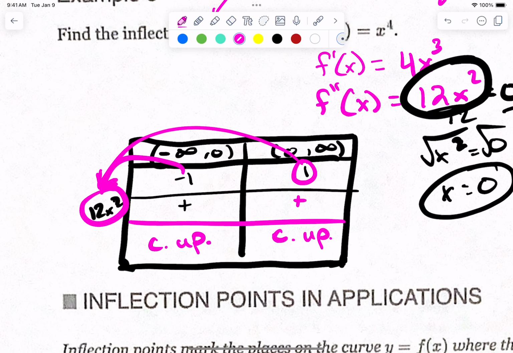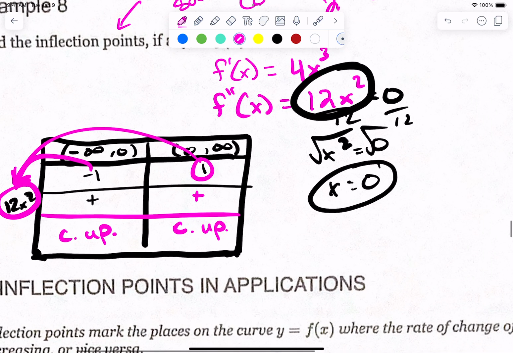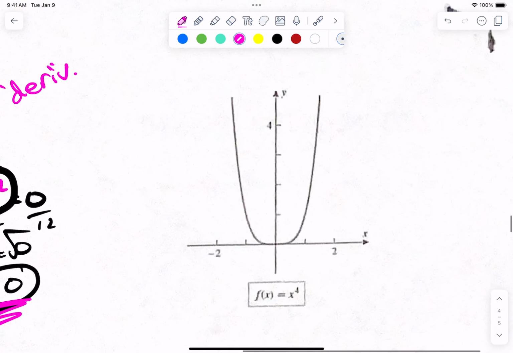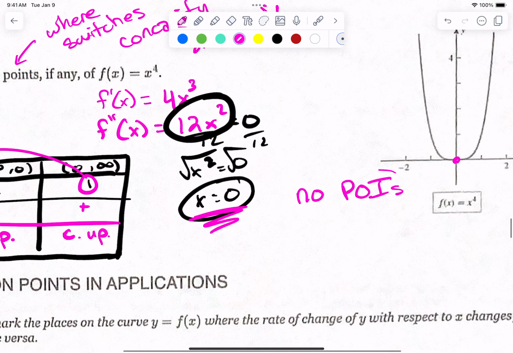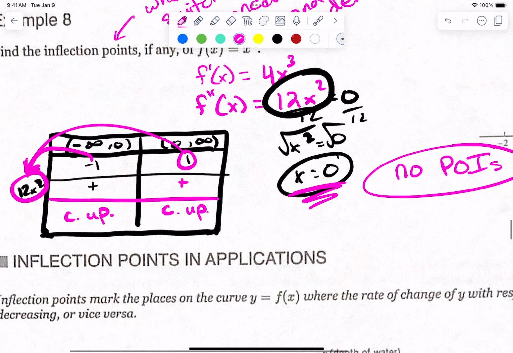So this guy was not a point of inflection, because he's not switching concavity. Look here. Is he a point of inflection? It's just the vertex, right? Okay. So I have no POIs. No POIs, because he doesn't switch concavity.